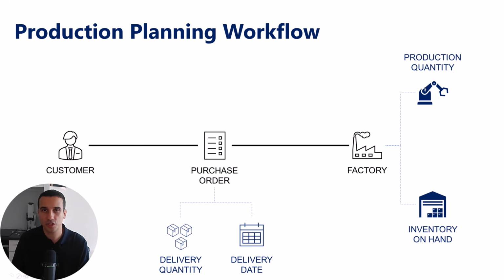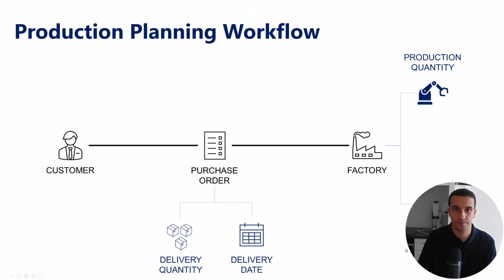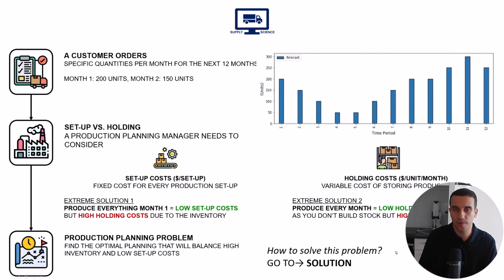And based on this production quantity, there will be an inventory. What's the problem? The main issue is, first, we want, like always, to minimize cost. But the cost depends on two parameters that can be antagonistic.